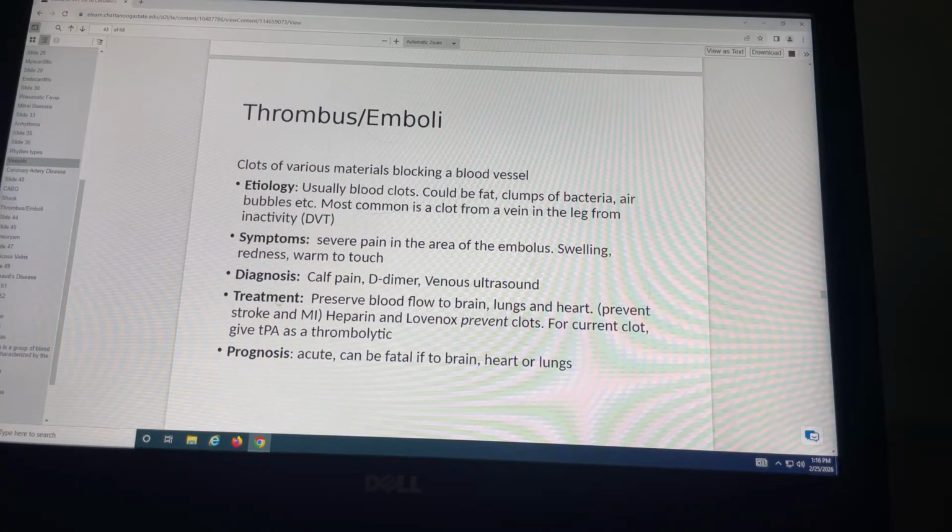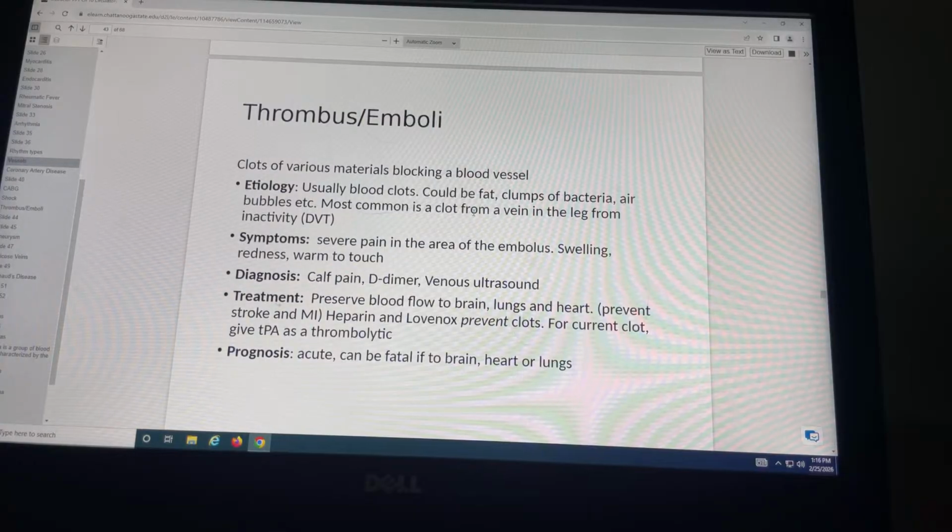Like I said, it usually is blood clots, but it could be fat, it could be bacterial clumps, like in sepsis. Sometimes the bacteria can bunch up together and make a clot. It can be an air bubble. Anybody ever heard about people getting air in their IV and then dying? They call that an air embolus. The most common is people getting blood clots in their legs, generally from being inactive.